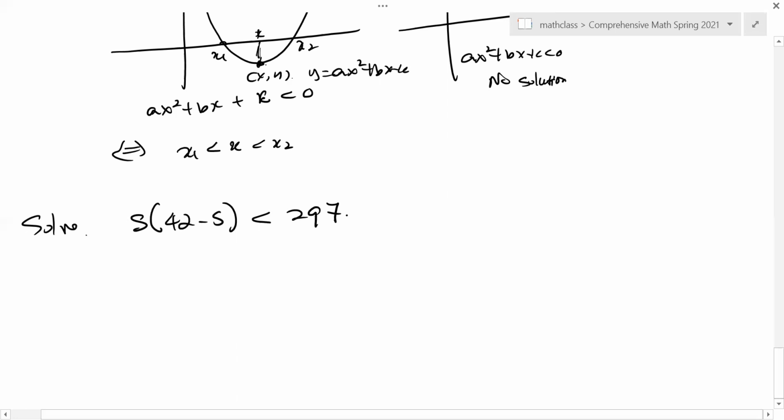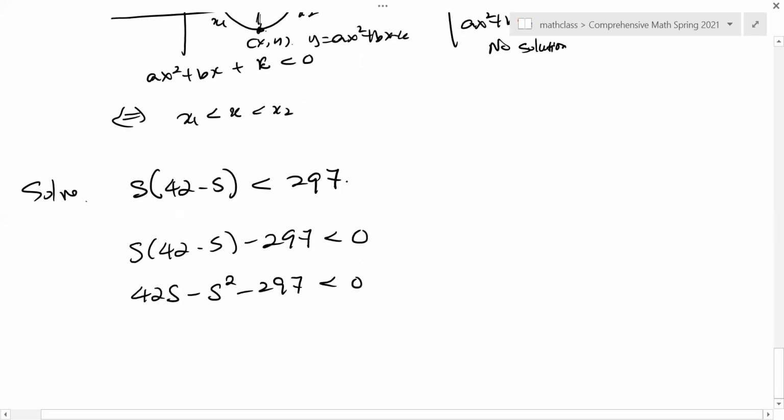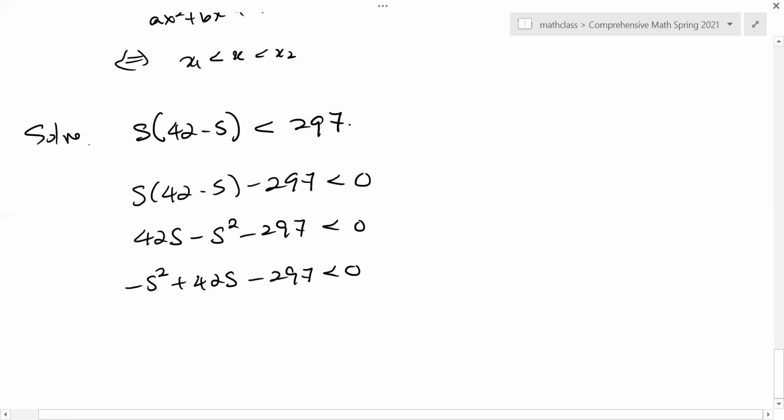All right. So anyone has answers? Yeah. So let's rewrite this equation, right? S times (42 minus S) minus 297 is less than 0, right? So if you write down the details, it is 42S minus S squared minus 297. So you get negative S squared plus 42S minus 297. So I need to find the two roots of that. You can take the negative sign out if you don't like it.